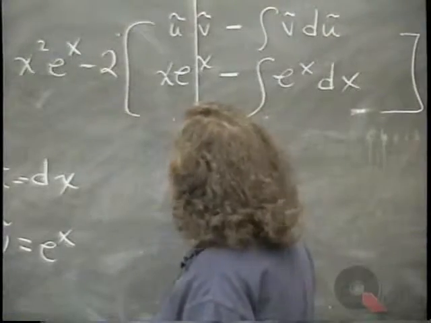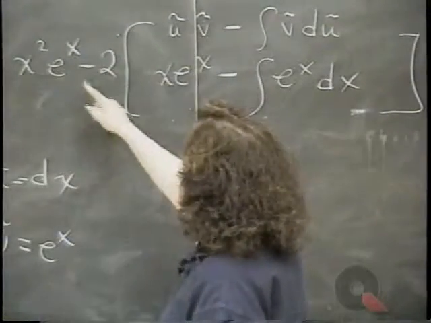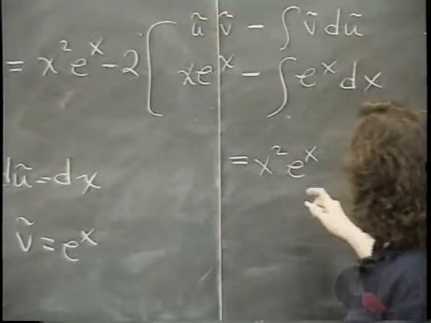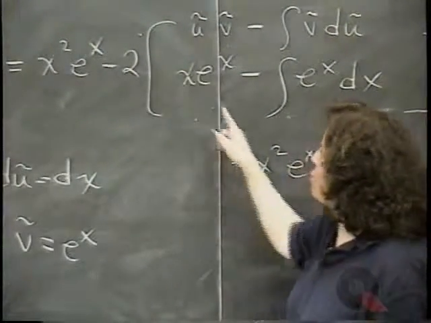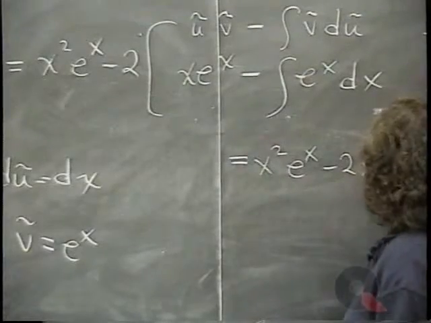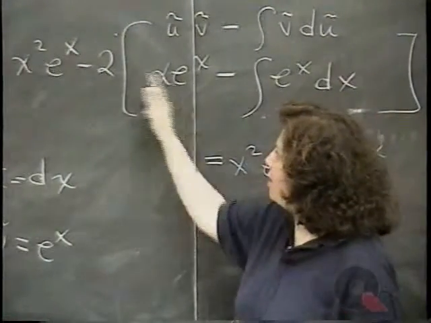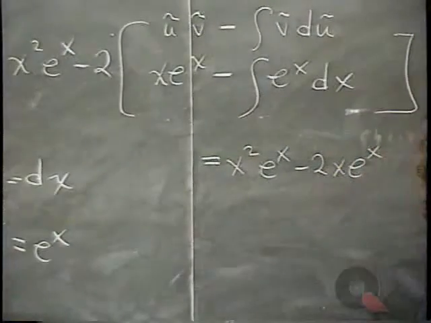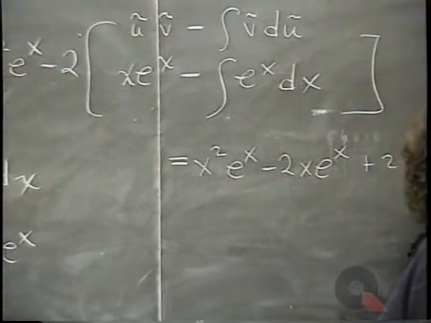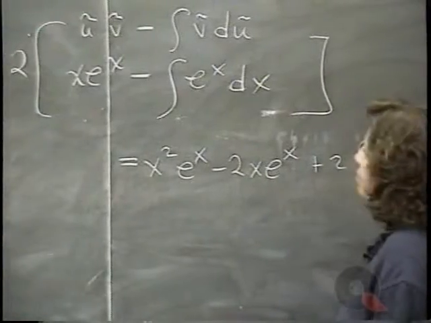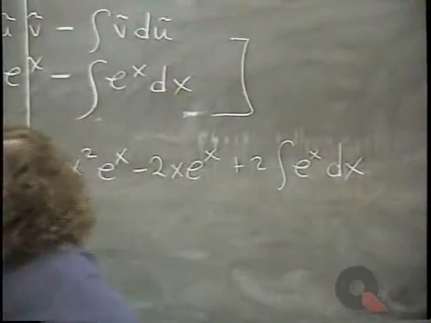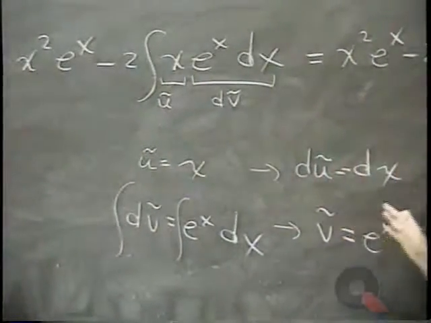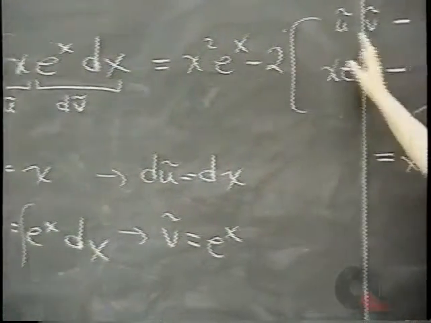Okay, so now we're in good shape, because what do we have? We have x squared e to the x, now minus 2 x e to the x minus 2 times minus, so plus 2 times the integral of e to the x dx. Okay, remember we pulled out this minus 2 to make it a little simpler in here. We now have to distribute the minus 2 back through the parentheses, through the brackets.